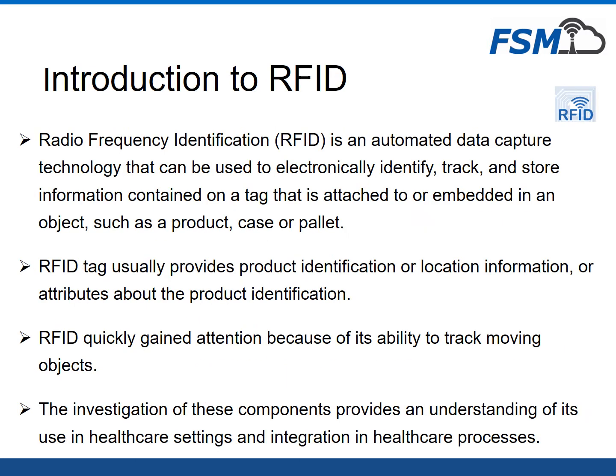As you can see, RFID is an automated data capture technology for electronic identification, tracking, and storing. What really happens is that a tag is primarily a child part, and the reader is the mother part. The reader is all the time trying to read the data from the child part, the tag.